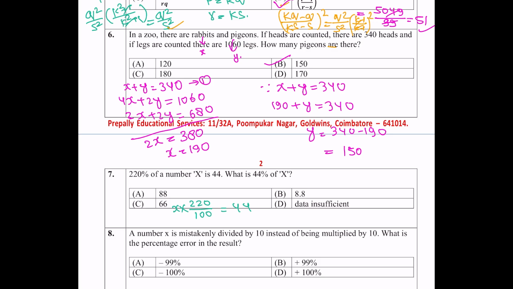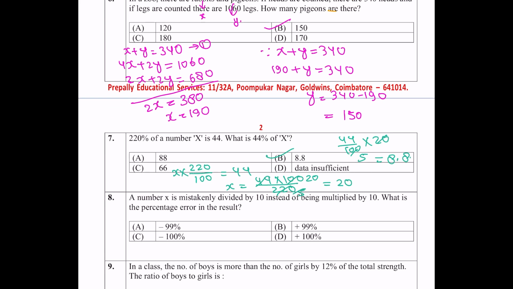So here if I simplify this, we are getting x is equal to 44 into 100 upon 220. So this value is equal to 5, and again here we are getting x is equal to 20. So in this question again he asked what is 44% of x. So we can write here 44 by 100 into x, which is equal to 20 into 44 by 100. So here we are getting 5, so this value is equal to 8.8. So option B is the correct answer.